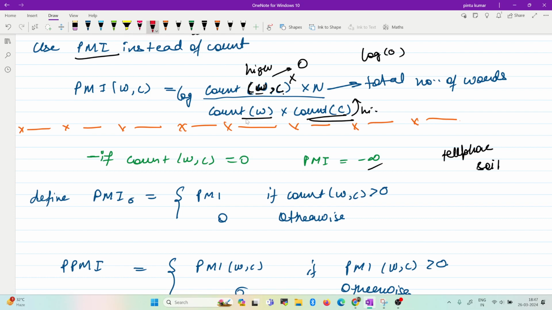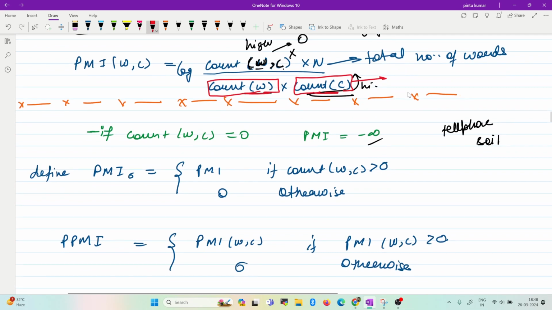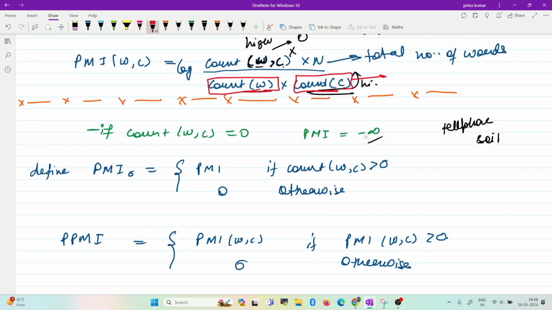Another thing is, count of W and count of C can't be 0. You might wonder why we are not worried about count of W and count of C. The reason is, if they are elements of your vocabulary, then they would have occurred at least once. We are just worried about count of W comma C being 0. So if our count of W comma C is greater than 0, then we can stick with our regular PMI. For all other pairs, we can define the value to be 0.